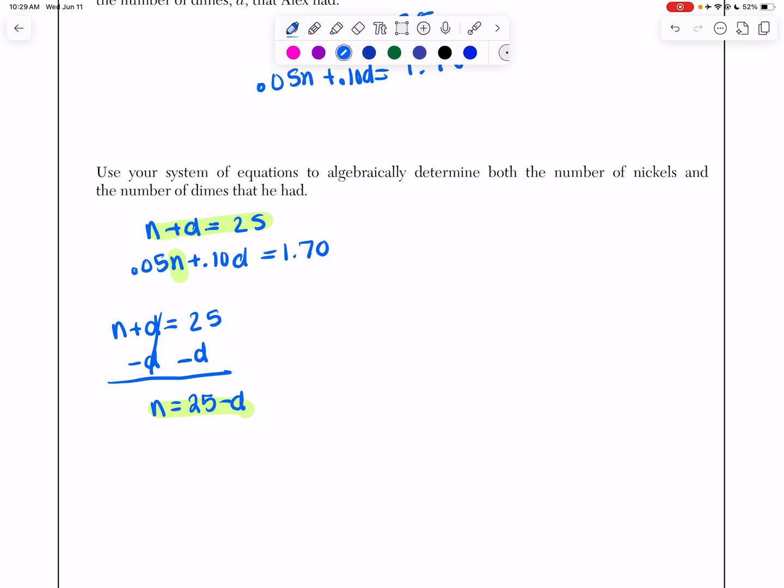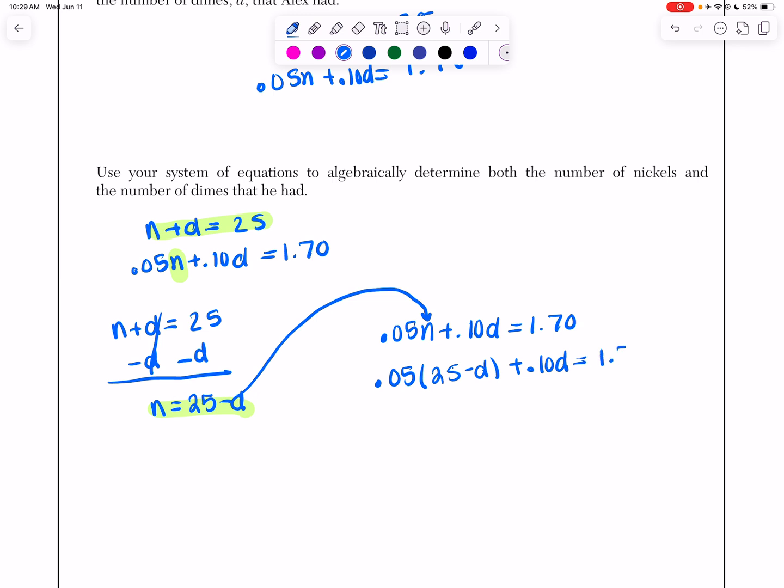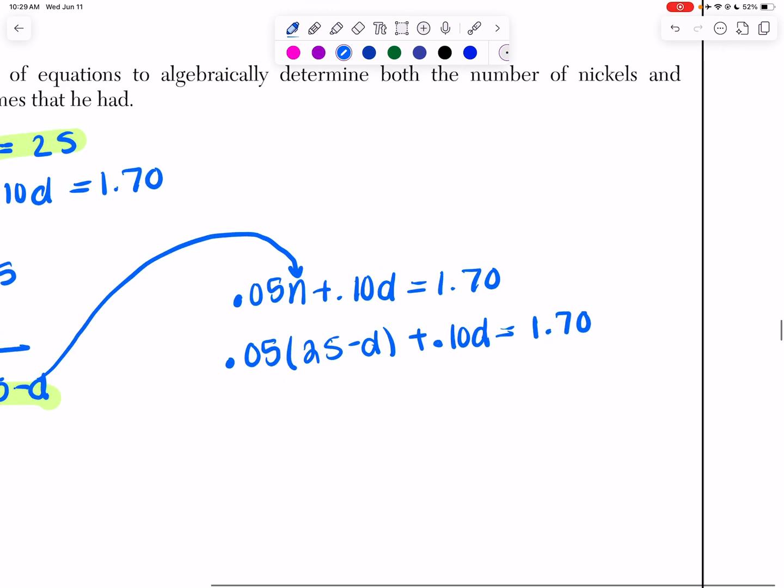Our second equation is 0.05 N plus 0.10 D equals 1.70. Everywhere we see an N, we're going to plug in 25 minus D. So we do 0.05 times 25 minus D, then we add 0.10 D, and that's equal to 1.70. Now, whenever we have a number attached to our parentheses, we're going to distribute. So we do 0.05 times 25, and then 0.05 times negative D.